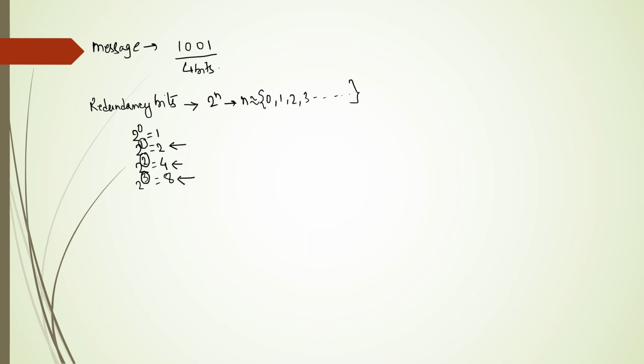Am I clear? Yes, sir. So which means we will add R1, we will add R2 and we will add R0, right? So 0, 1 and 2, we are actually adding 3 redundancy bits. Now, where do we add these redundancy bits? The redundancy bits can be added in power of 2.